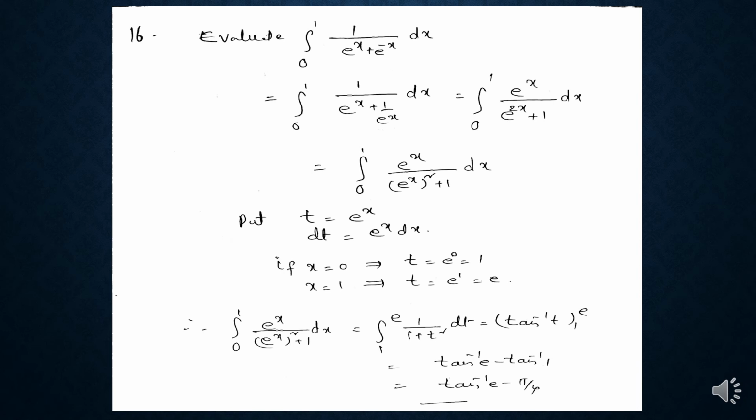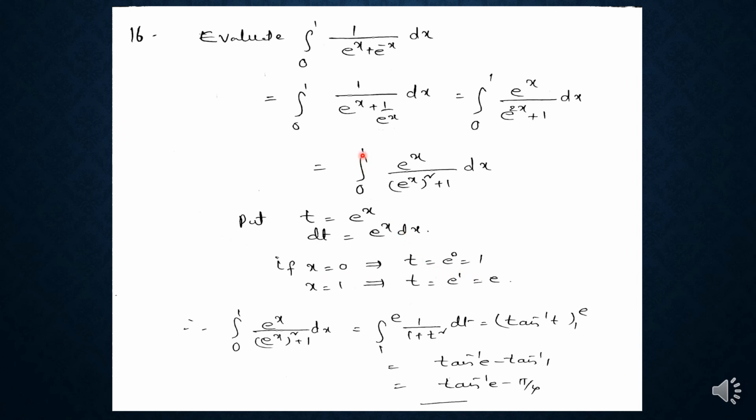If x is equal to 0, then what is t? If x is equal to 0, t is equal to e power x. Put x is equal to 0 in this term. That becomes e power 0. t is equal to e power 0, that is equal to 1. So if x is equal to 0, t is equal to 1.